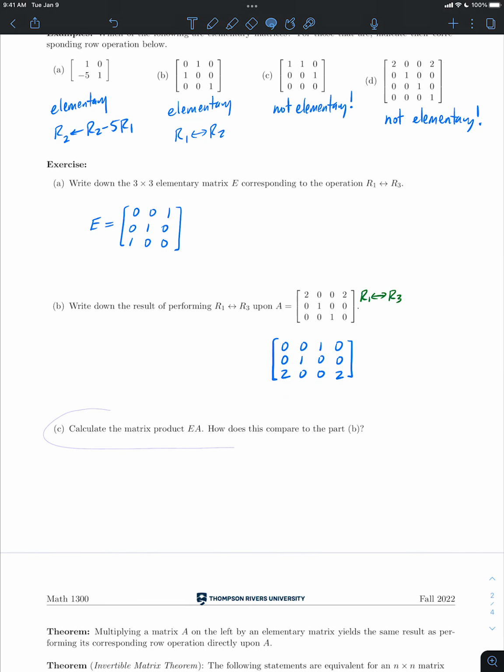Now, part C. This seems to kind of come out of nowhere, but what are we asked to do? We're asked to calculate a matrix product. So we want to multiply this matrix, E, by this matrix, A. Not this one, the original matrix A. Okay, well, let's do it. So E times A. So that's going to be this product of this 3x3 and this 3x4.